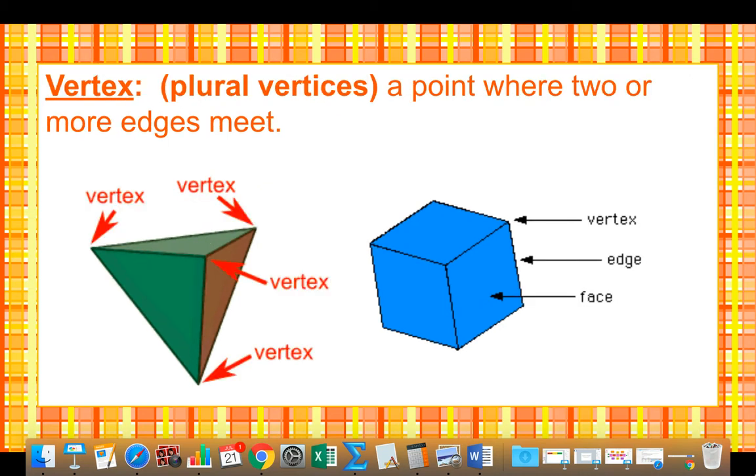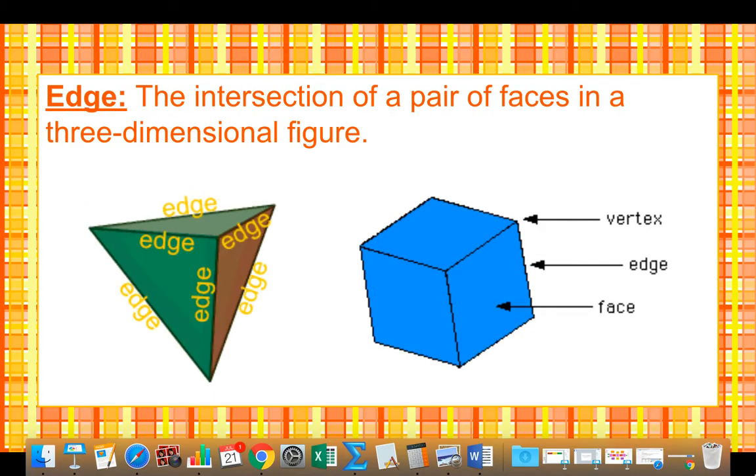A vertex is a point at which two or more edges meet. So an edge is the intersection of a pair of faces. So the edge is like the seam. It's where the two faces meet.